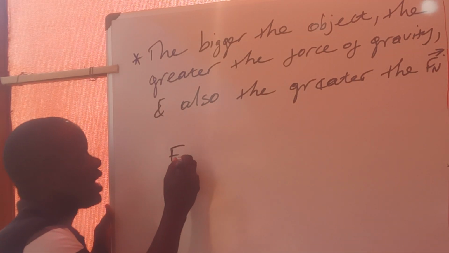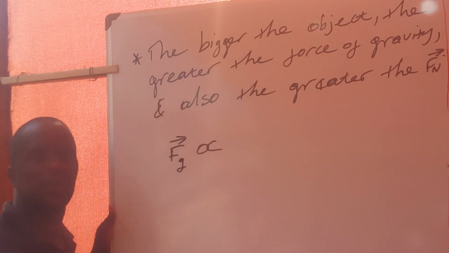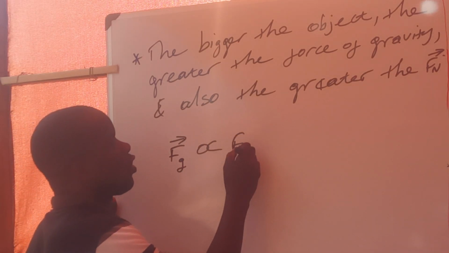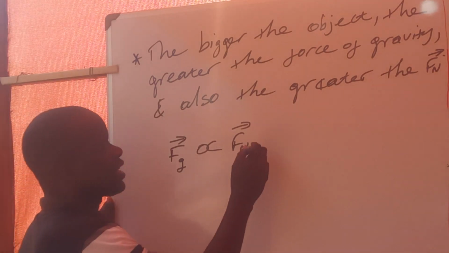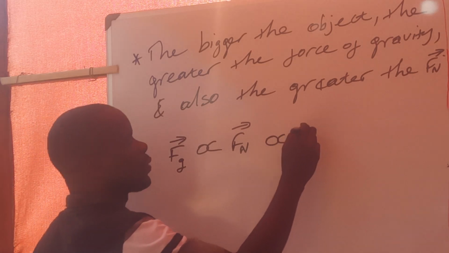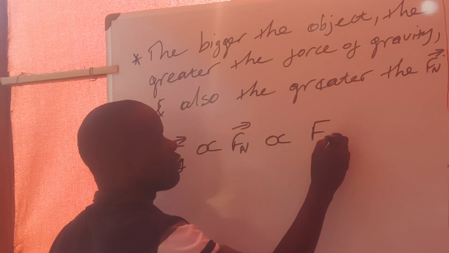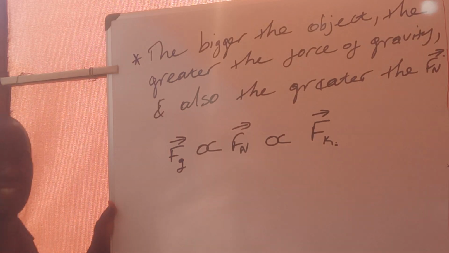What are we going to see when we do that? We are going to see that our force of gravity is directly proportional to our normal force. It doesn't end there also. We are noticing that our normal force is also going to be directly proportional to the kinetic frictional force that we are going to look at as our next, third force.